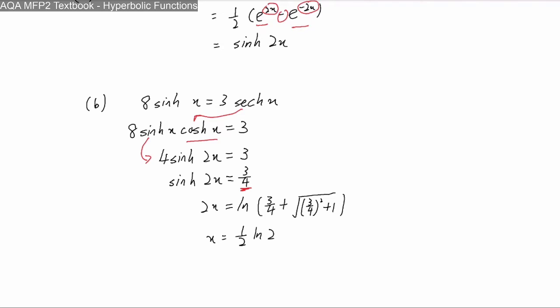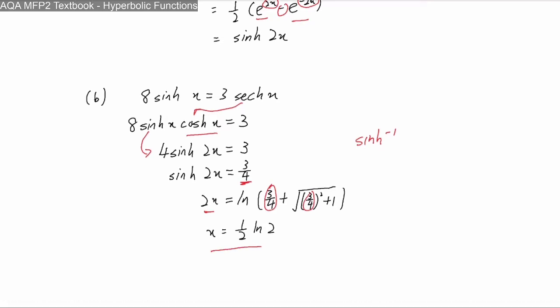To get 2x, we just have to use the definition for arsinh. This can be obtained from our formula booklet. We just substitute the value of 3 over 4 into the formula given for arsinh, and with that we can actually get a nice answer, which is x equals half ln 2. Okay, so that's for the second question.